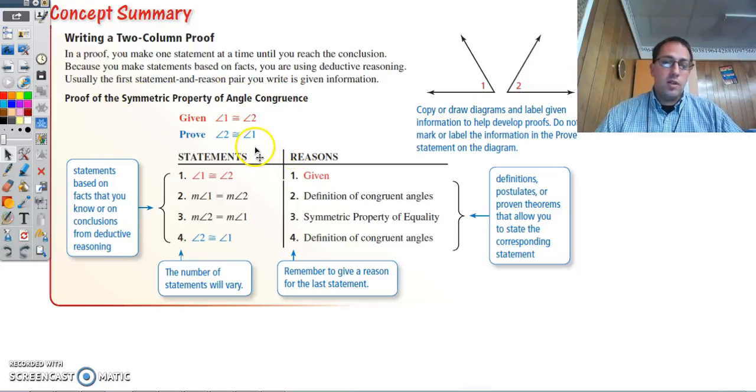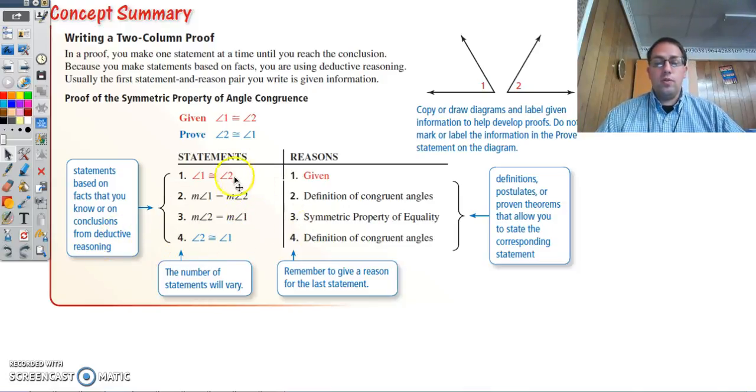We're going to do this in a two-column proof. So we have two columns here: one column for statements, one column for reasons. Notice our first statement is always going to be our given statement. I know this is true. How do you know? Because I was given this statement. After that, you're going to have some number of other statements. Each of these is going to have some kind of definition, postulate, or theorem to back it up, to say that yes, I can do this because this definition says I can. I can say this because I've got this property of equality that says I can do this. These are things based on facts.